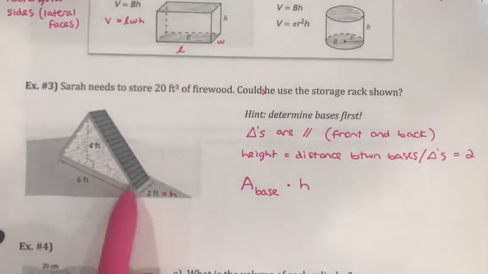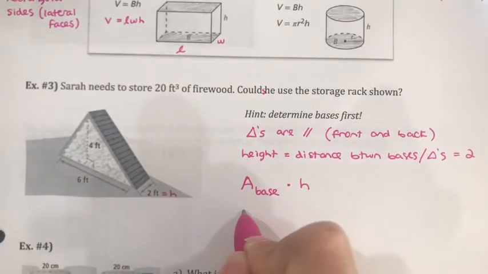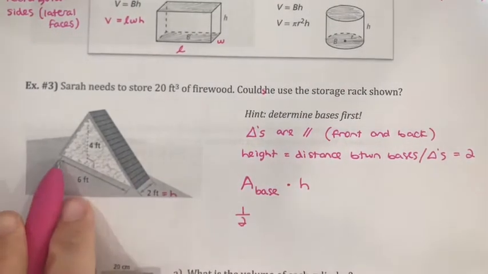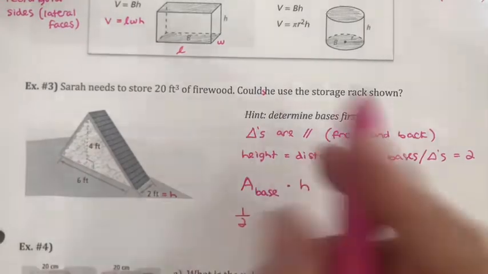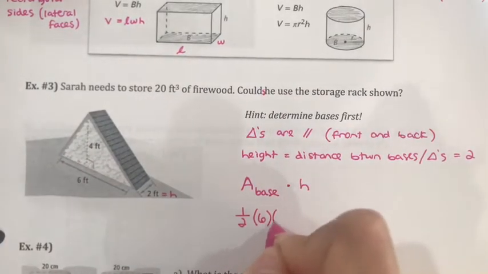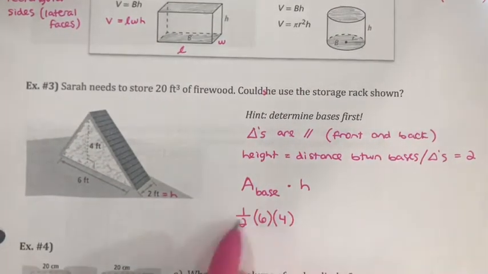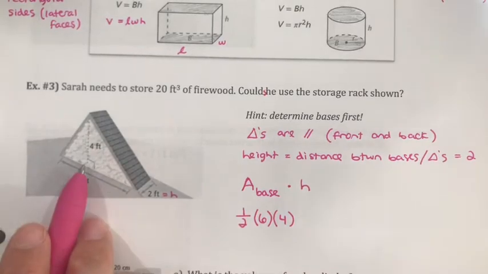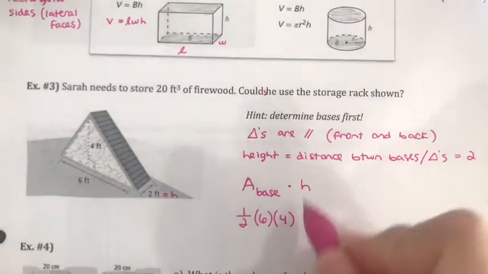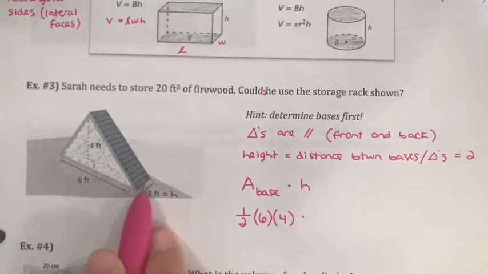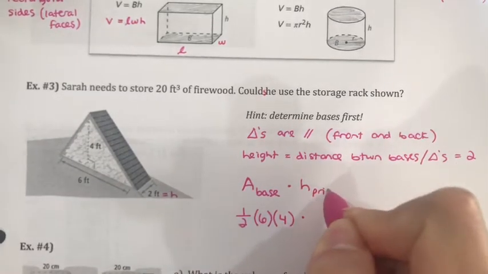Now the base is a triangle. We know the formula for a triangle is 1/2 base times height. So I've got 6 times 4. This would be the area of the triangle. Now for volume, I need to multiply that by the height of the prism.